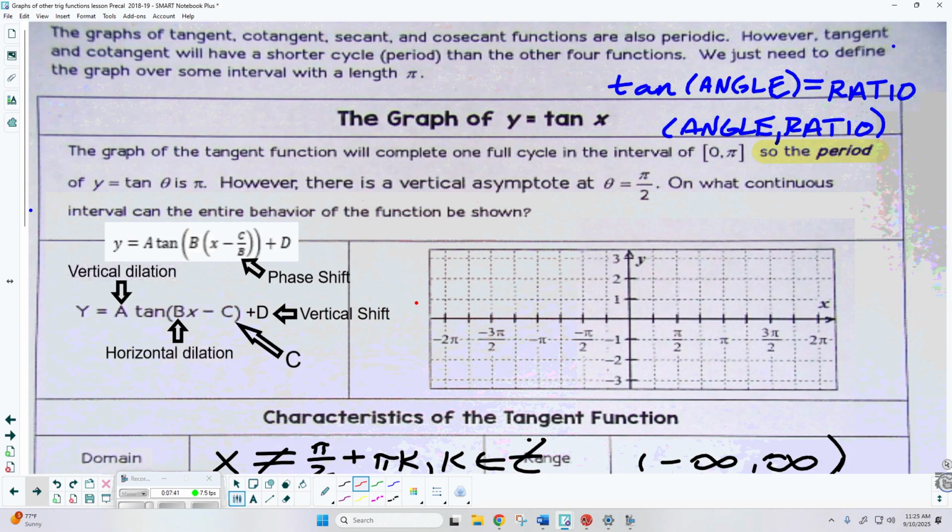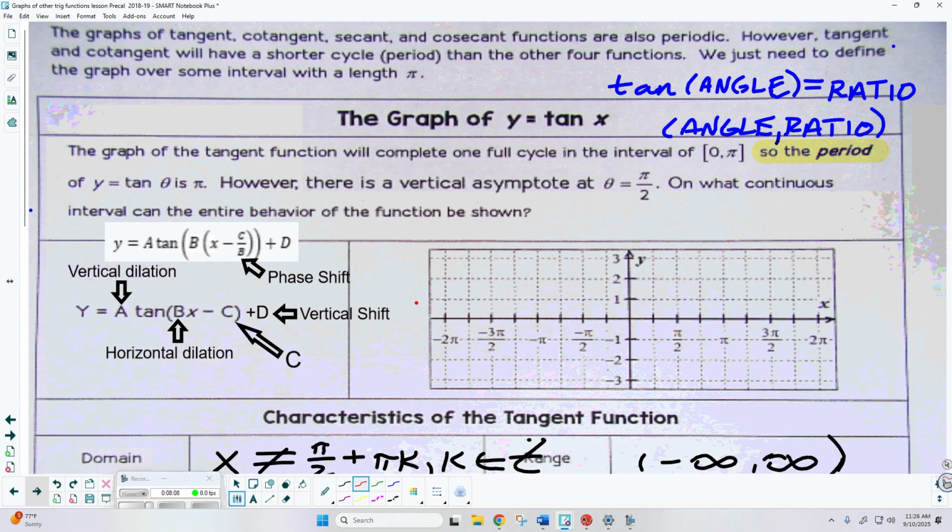Okay. So the graphs of tangent, cotangent, secant, and cosecant, they are periodic as well. They're going to repeat over and over again given a certain radian measure. Now, however, tangent and cotangent, they're going to have a shorter cycle or period than the other 4 functions. What you're going to find is that tangent and cotangent have periods of pi radians. So it's only half a revolution. You got a full period for tangent and cotangent.